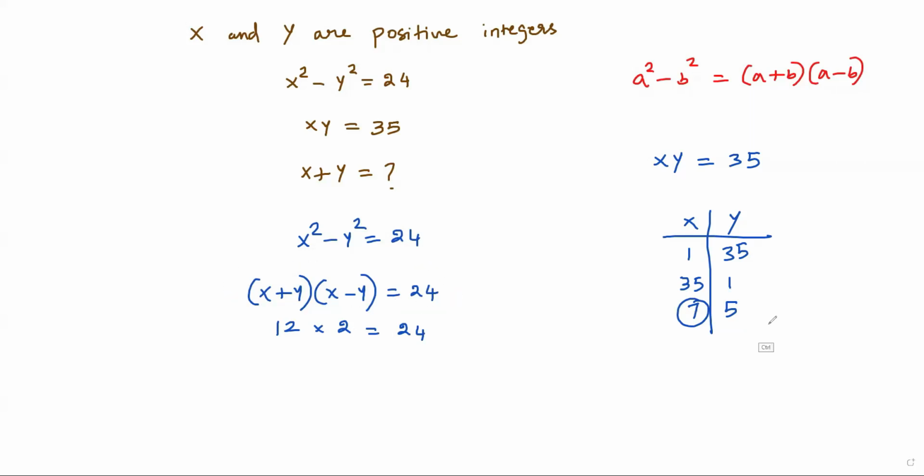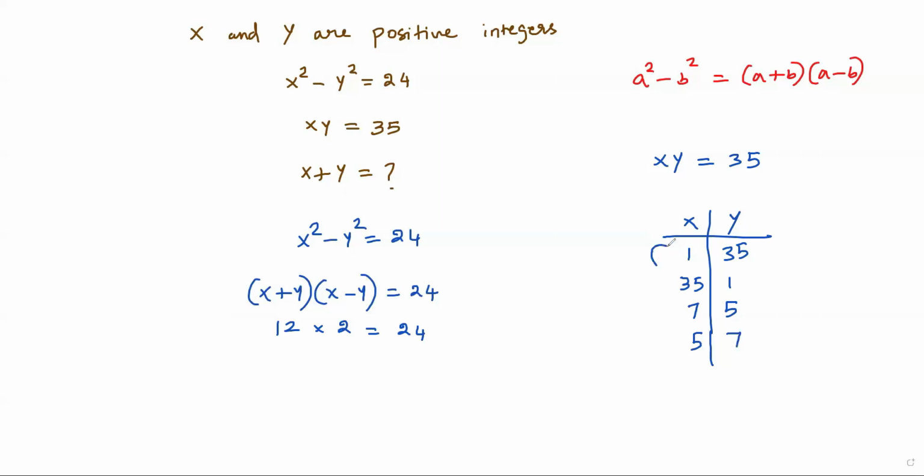Anyways, we can try other pairs of factors too. The other pair means we can consider 5 for x and 7 for y. In that case, x plus y, 5 plus 7, will become 12. And the value of x minus y, that is 5 minus 7, will become negative 2. So here I multiply a positive 12 and a negative 2. Whenever I multiply a positive value and a negative value, the result will be a negative value. But here we must get a positive value. So the pair 5 comma 7 will not work.